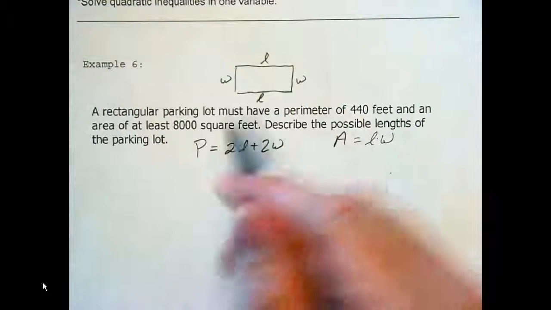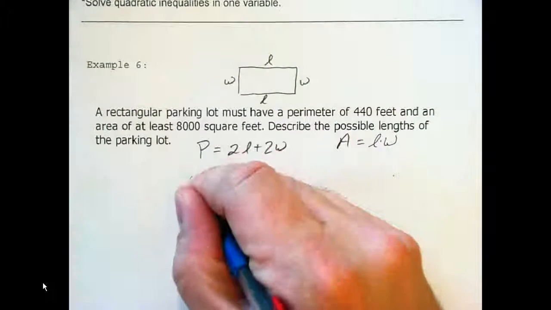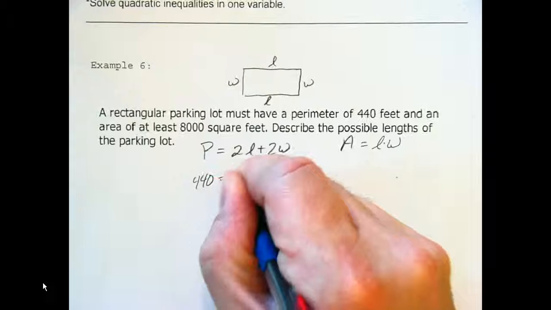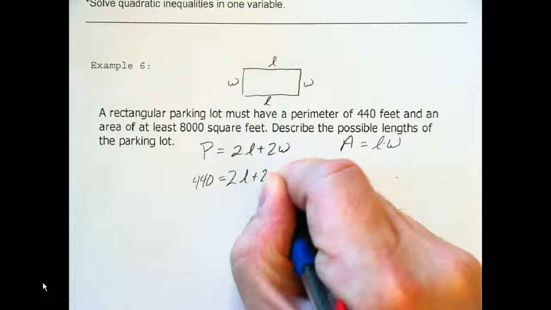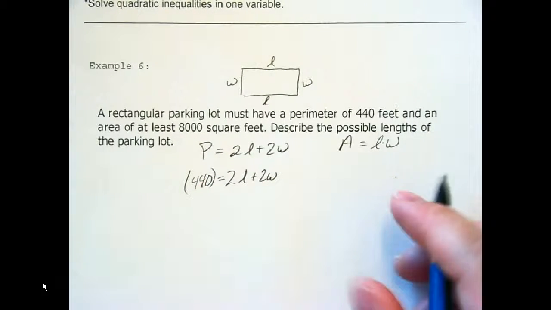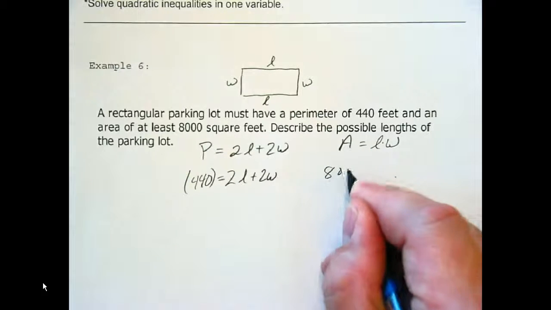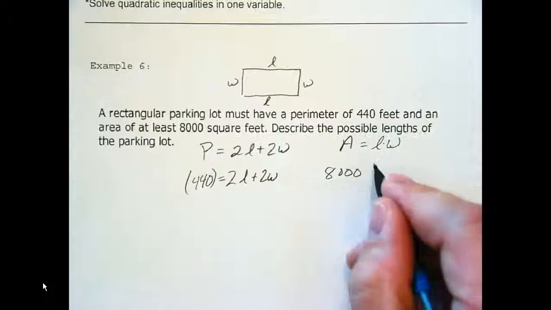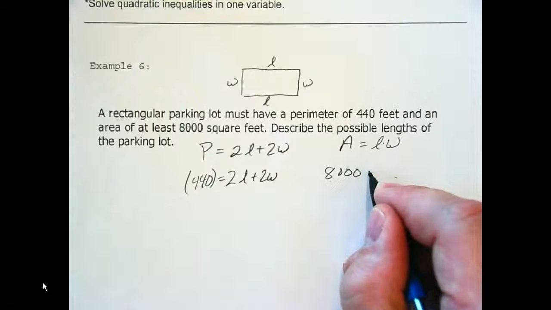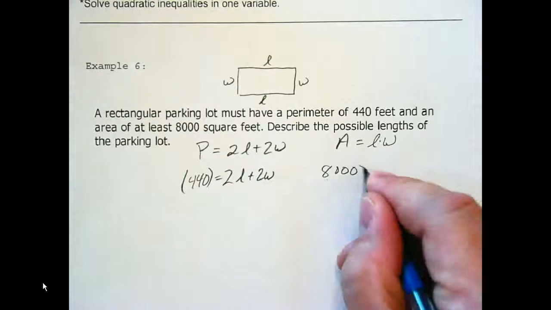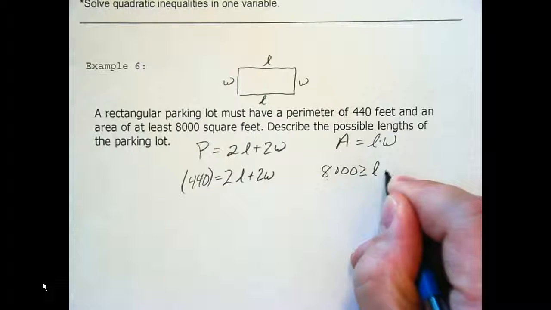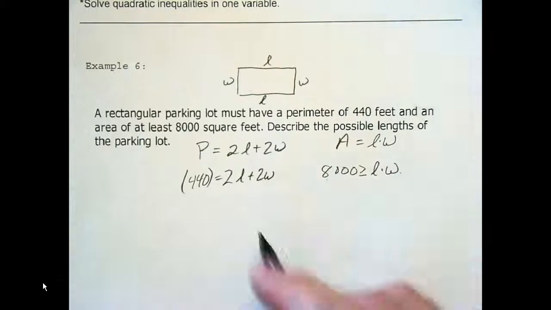They tell us that the perimeter is 440. They also tell us that the area has to be at least 8,000. That means our equal sign is no longer equal. It is greater than or equal to. Good. Now, we have a system here.